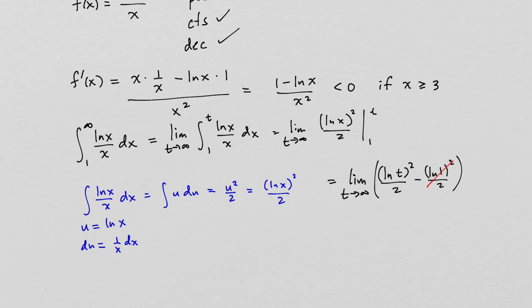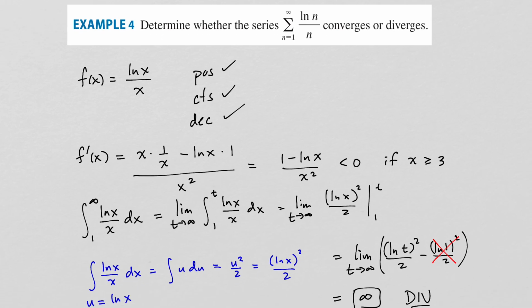Natural log of 1, of course, is equal to 0. And so what is the limit as t goes to infinity of the natural log of t? Well, it is infinity. So this integral diverges, and therefore the sum also diverges according to the integral test.